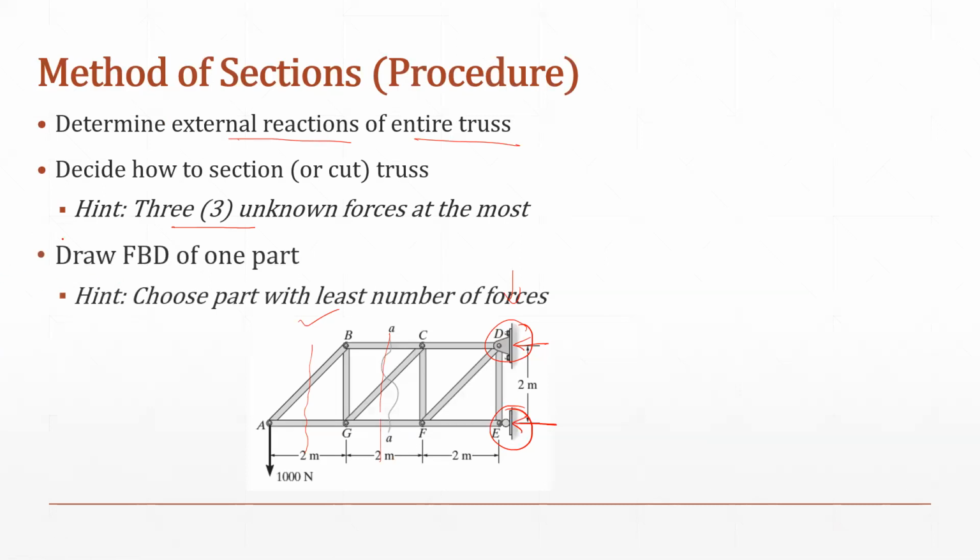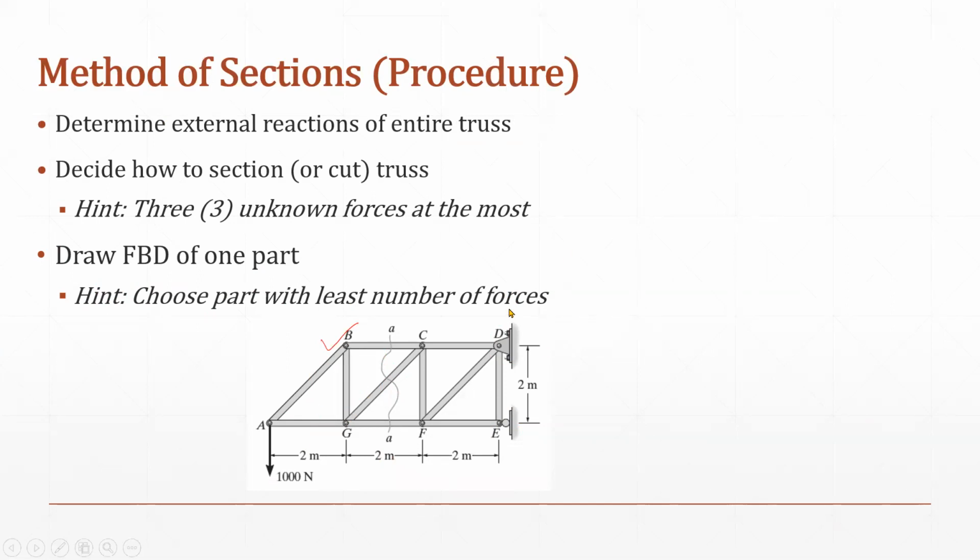Then the next step is to draw the FBD, the free body diagram, of one part. We can make a free body diagram of any one part, either the left part or the right part. But again, there is a hint. Generally, we choose the part with the least number of forces. In this case, the least number of forces will be on the left hand part.